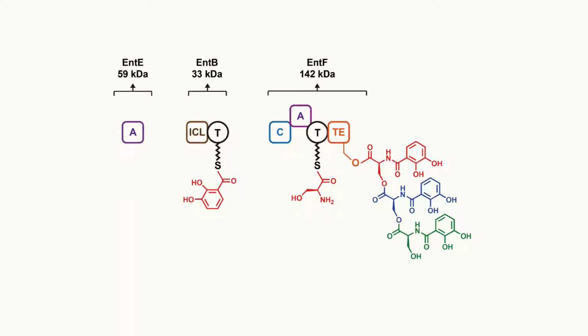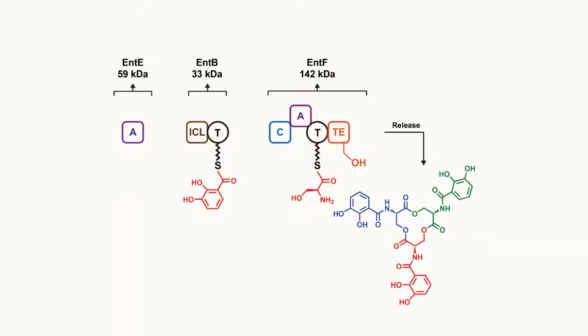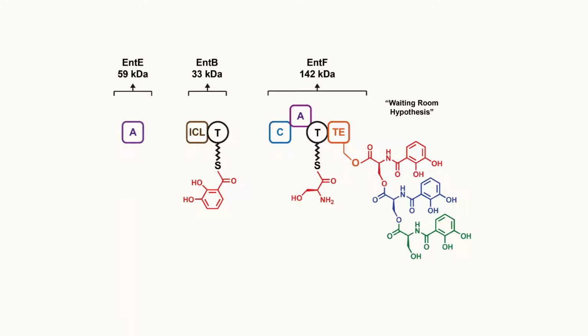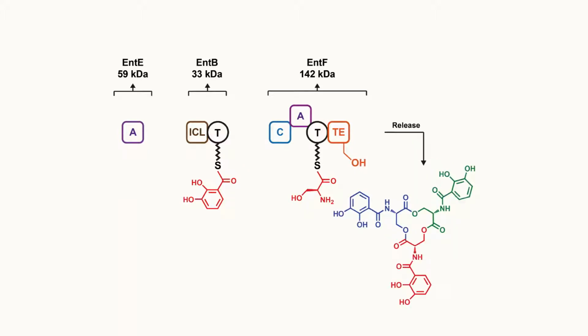And then what happens? Chain release to form the macrolactone here, right? So we have this group that can come around here. So what is the hypothesis? The hypothesis that was put forth by the researchers is that in this assembly line, effectively this thioesterase is serving as a waiting room. And it's allowing these DHB serine monomers to wait around and remain attached such that these esters can be formed, and somehow it senses this appropriate size, this linear trimer, and then catalyzes chain release as shown here.